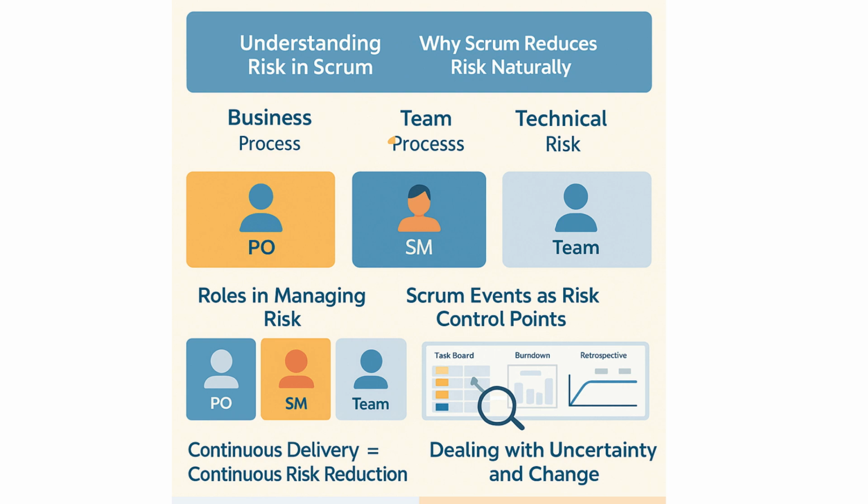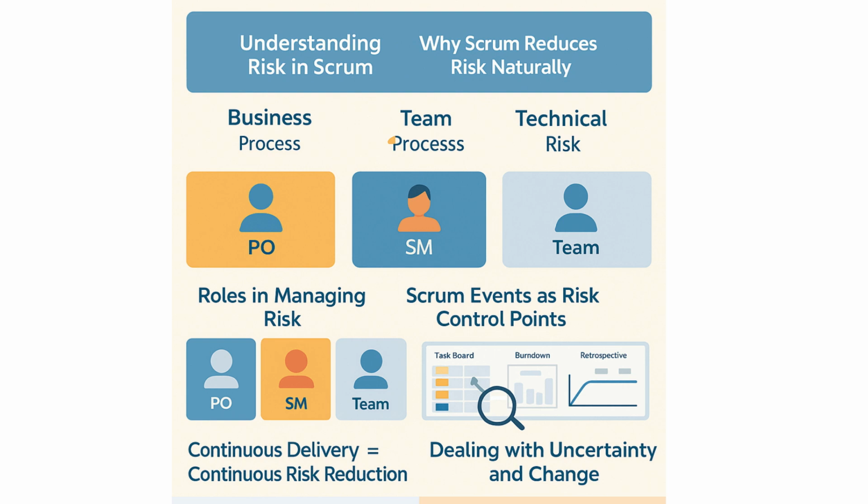Now let's talk about Scrum events as risk control points. Every Scrum event plays a role in identifying or reducing risk. Sprint planning: the team discusses what could go wrong before committing to a goal. Daily Scrum: risks and blockers are raised early so they can be solved quickly. Sprint review: external feedback reveals business or market risks before it's too late. Retrospective: the team reflects on what went wrong and what to change next time. This rhythm keeps risks visible and actionable. Nothing hides for long, and that's what keeps Scrum teams resilient.